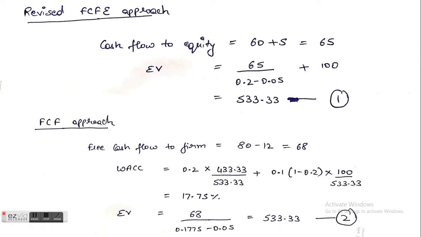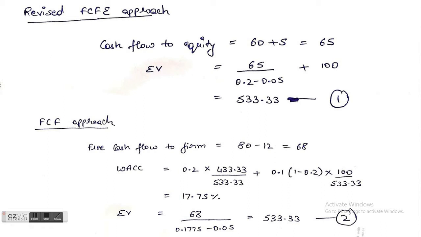So what is the free cash flow available to the equity holders now? The free cash flow available to the equity holders will be 65, which is 60 plus 5, the extra cash that the company will get from the debt holders. This will increase the cash flow to equity to 65. The remaining formula is the same, and hence we now get a true enterprise value of 533.33.